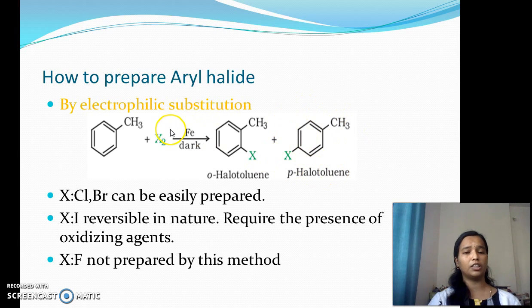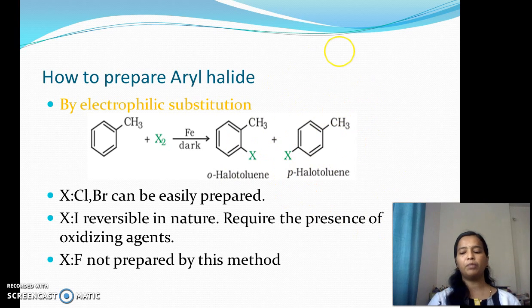So by this method, aryl chlorides and aryl bromides can be obtained. In the case of preparation of aryl iodides, this same reaction is reversible in nature, so the reaction has to be carried out in the presence of some oxidizing agent like nitric acid. And aryl fluorides cannot be prepared by this method because of the high reactivity of fluorine. So this is one method of preparation of aryl halides, that is by electrophilic substitution reaction.